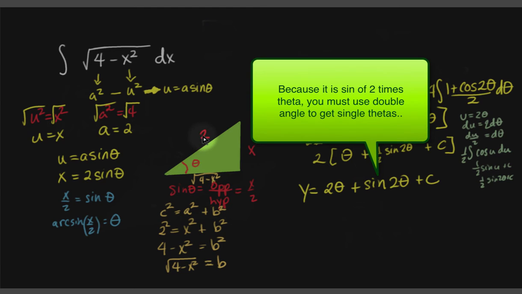But you might say to me, well, there's no cosine here. Why are you saying cosine? Well, if you look at this, you can't really do sine of 2 theta. This triangle is in terms of just theta. So what we have to do is use a trig identity.